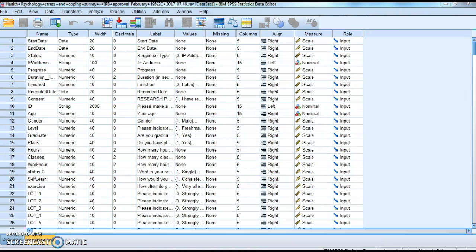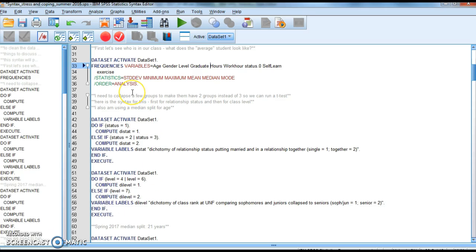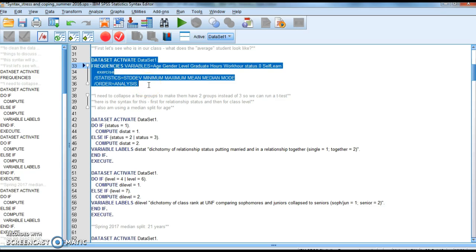Okay, so first let's start off with our syntax. And the first thing I want to do is tell you a little bit about the sample. So we're going to run what are called demographic variables because they're just describing the sample. This helps us to see who we can generalize the population to. So this syntax is going to provide some frequencies for these different variables like age and gender.